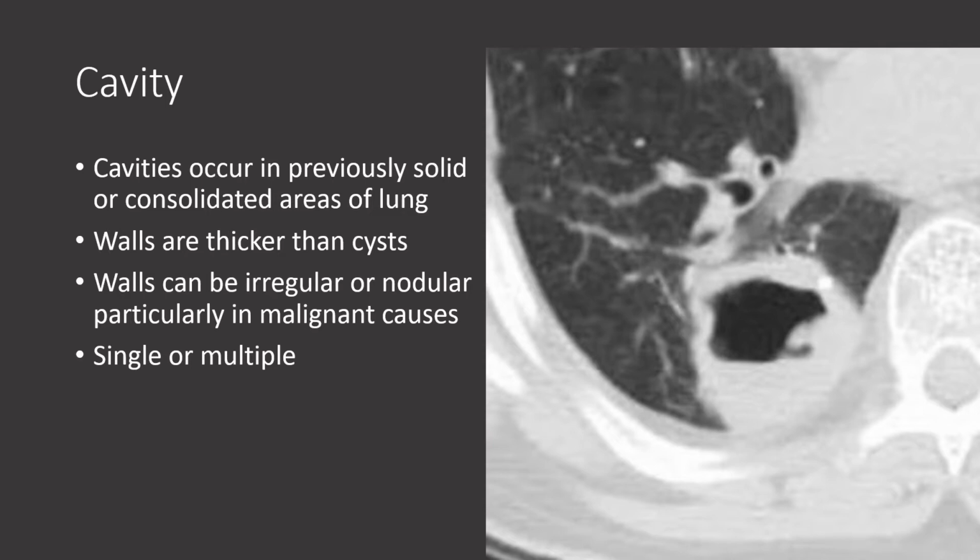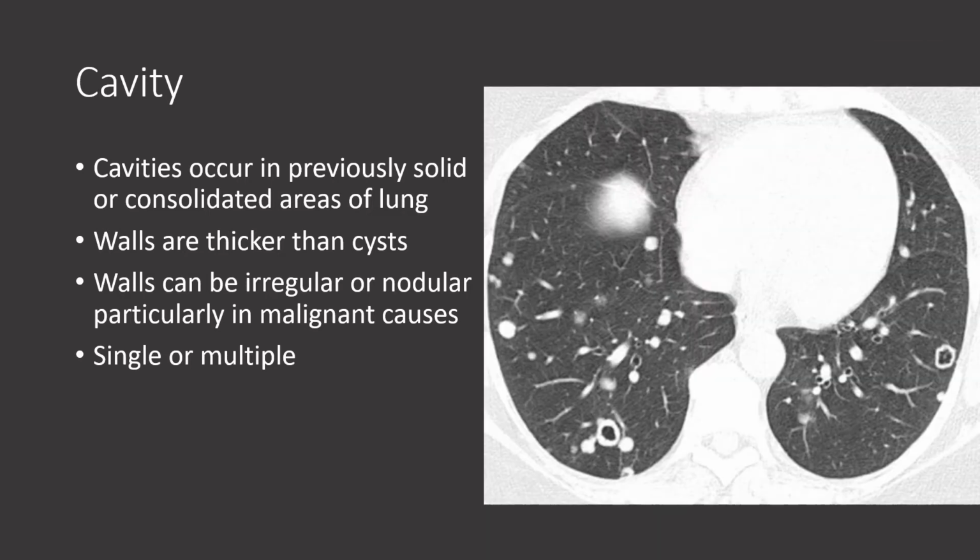On the right-hand CT image, we can see a solid opacity with central lucency representing an area of necrosis or cavitation from a squamous cell lung cancer. This is an example of a patient with both solid nodules and cavities. This patient had a history of colon cancer and was diagnosed with pulmonary metastatic disease.